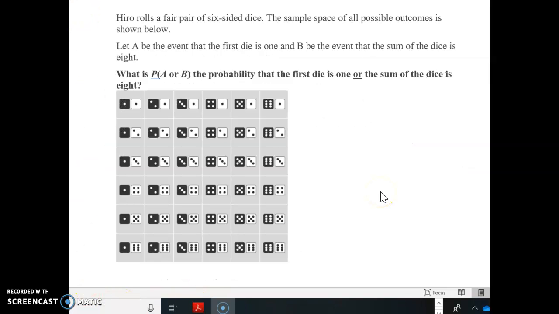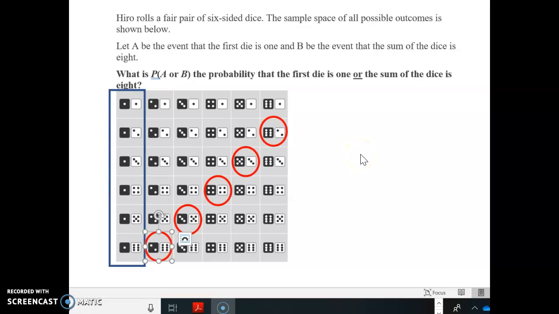Hero rolls a fair pair of 6-sided dice. The sample space of all possible outcomes is shown below. Let A be the event that the first die is 1, and B the event that the sum of the dice is 8. Well, for the first part of this, we can look at just the first column here. The probability that the first die is 1. That's everything over here, where they rolled 1 and a 1, 1 and a 2, 1 and a 3. So there are 1, 2, 3, 4, 5, 6 different ways in which they could have rolled a 1 first. So 6 out of a total of 36, or 1/6 of the time.